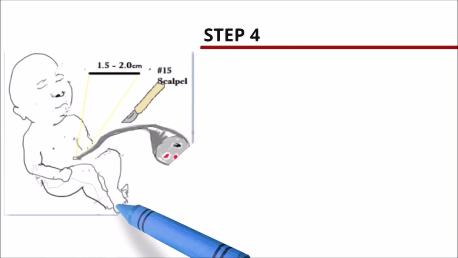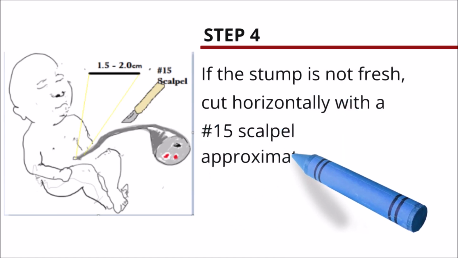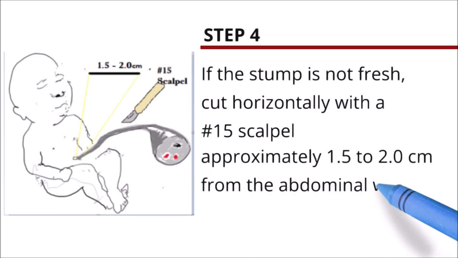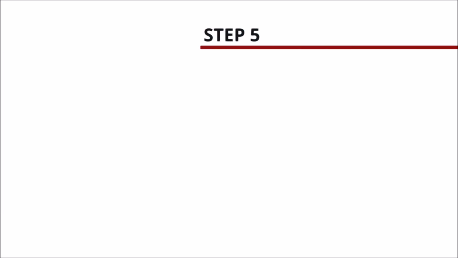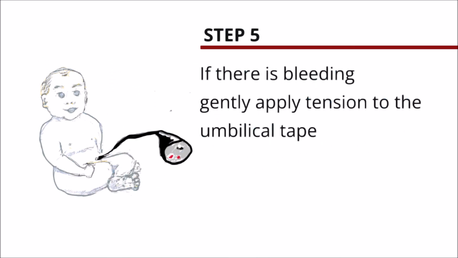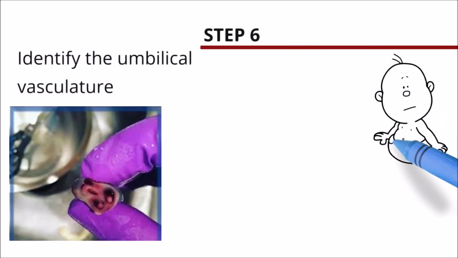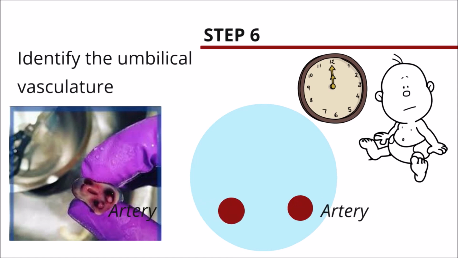Step 4. If the stump is not fresh, utilize a number 15 scalpel with a horizontal cut. Cut the cord approximately 1.5 to 2 centimeters from the abdominal base of the cord. Step 5. If the site is bleeding, gently apply tension to the umbilical tape. Step 6. Identify the umbilical vasculature. The umbilical arteries can be found at the 5 and 7 o'clock position, and the umbilical vein can be found at the 12 o'clock position.